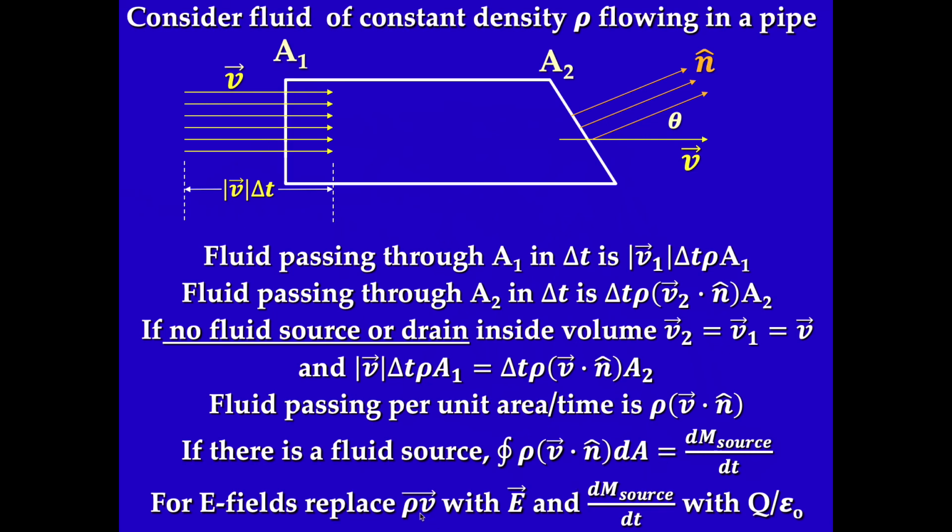Now the rho times V. Oops, there's a mistake there. The rho times V is really analogous to the electric field. The dm dt in my equation is analogous to Q over epsilon naught. So we're talking about an outward flow of something. In the case of fluid, the flux is representing the flow of fluid through a pipe. But in the case of the electric field, we're looking at the flow of the electric field lines. Much more abstract, okay?